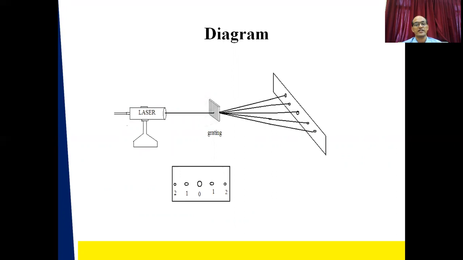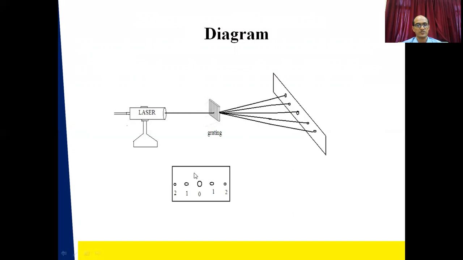This is the diagram. This is the laser source, this is the grating, and this is the optical screen. When a laser light is incident on the grating, it will split and diffract into several beams in different directions, and we will get a spectrum on the optical screen. This is the central maxima, this is first order maxima, second order maxima. Similarly, on the other side, this is first order maxima, this is second order maxima.